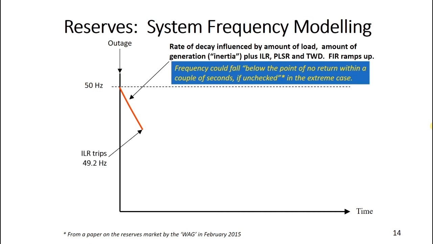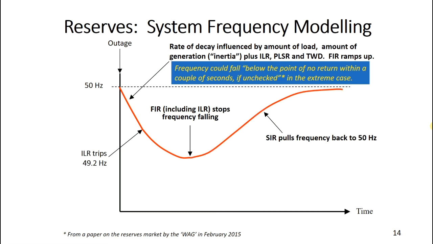So what will happen is that at 49.2 Hz, ILR will trip off, and even by then, fast instantaneous reserves will have been activated, and combined with the ILR will stop the frequency decay. Then SIR, which is coming in through this period, will pull the frequency back up to 50 Hz.